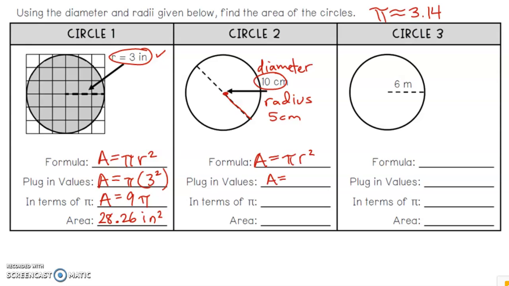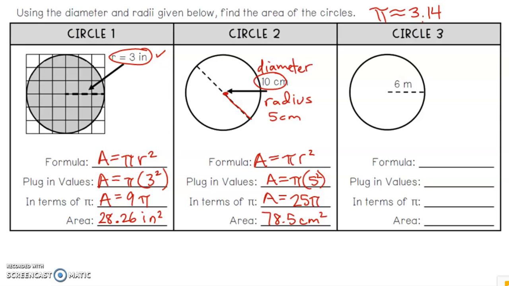Now I just start plugging in. Area equals pi times radius, which is 5, squared. So in terms of pi, that's area equals 25 times pi. But now for solving, I'm going to use the 3.14, plug that into Desmos, and we get 78.5 square centimeters, right? Are you feeling this? Just plug in, identify what you know, and then find what you don't.